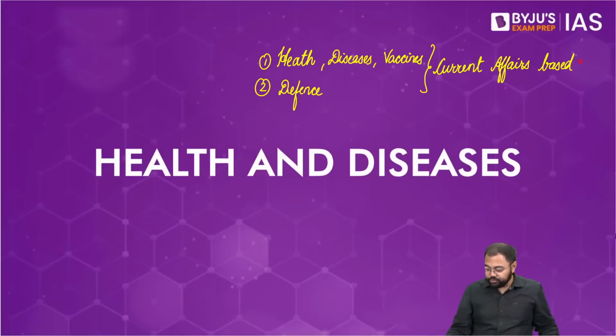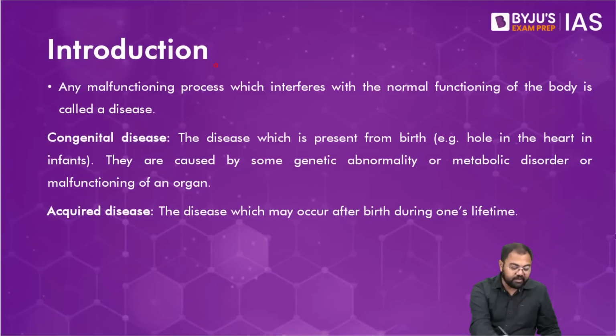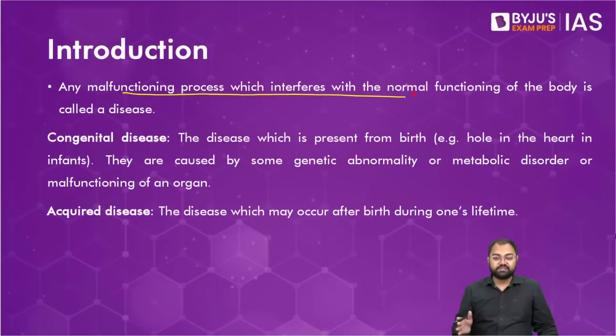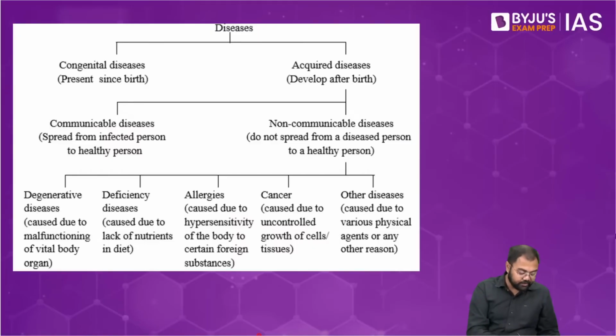So first and foremost, when it comes to health and diseases, understand what we mean by disease. We know that it is nothing but any malfunctioning process that interferes with the normal functioning of the body. Correct? Anything that interferes with the normal functioning of the body will be called a disease. Now here there can be two types of diseases. If you see this chart, there can be two types: congenital disease and acquired disease.